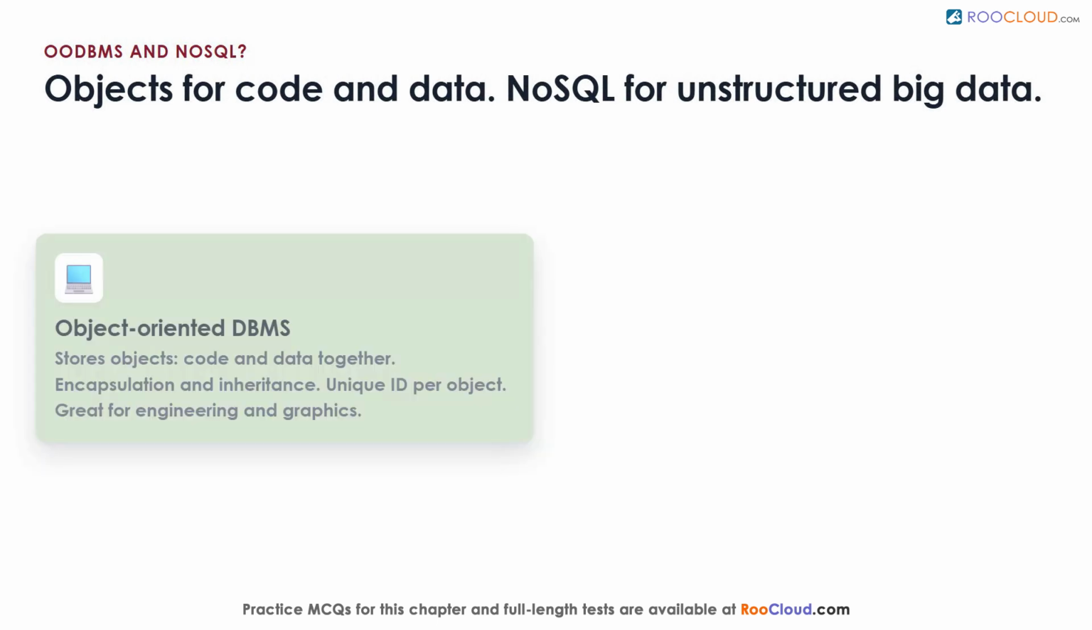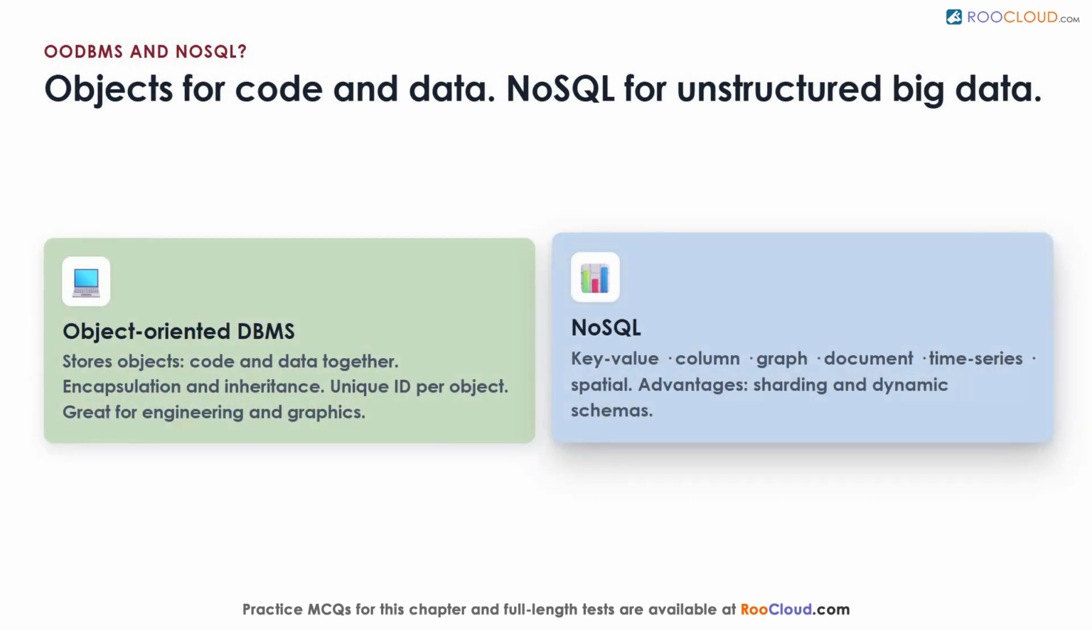What about object-oriented and modern databases? An object-oriented system stores information as objects, not flat data. That brings encapsulation and inheritance from programming. So objects carry both code and data together. Each object gets a unique identifier and loads quickly when referenced. It shines for engineering, science, graphics, and sound. Those things are hard to fit into neat relational tables.